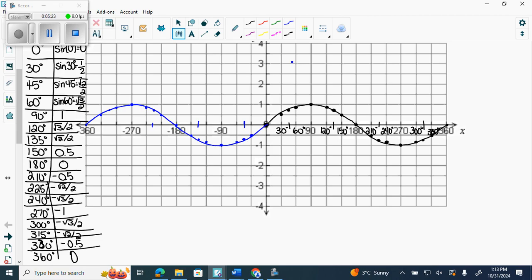So do you see that blue one is just the same graph drawn over again, right? Yeah, it's just rotating in full circles over and over. So that's what the sine graph looks like.